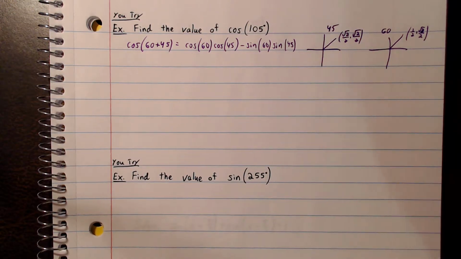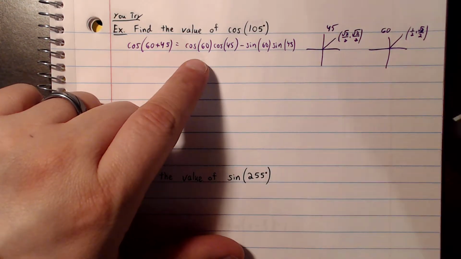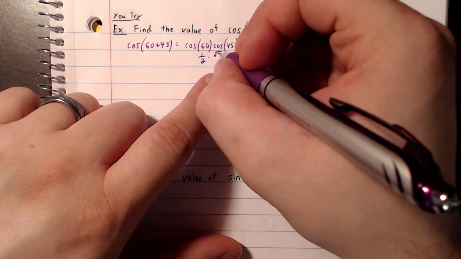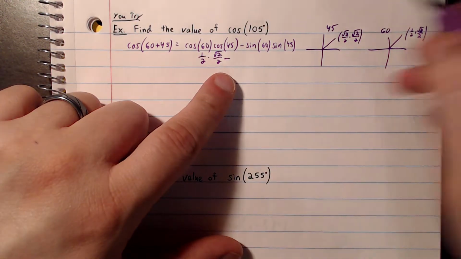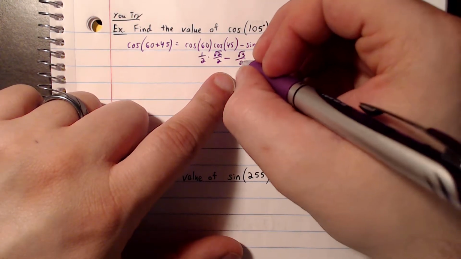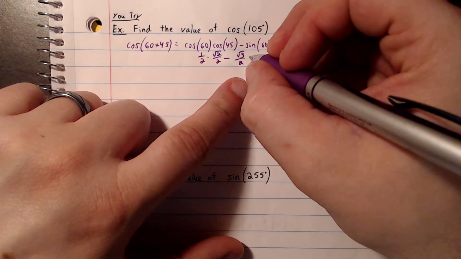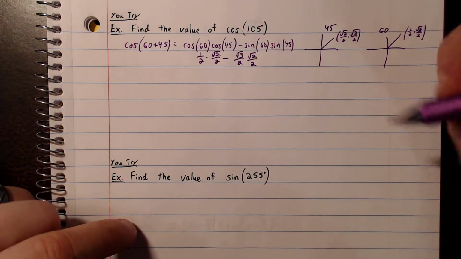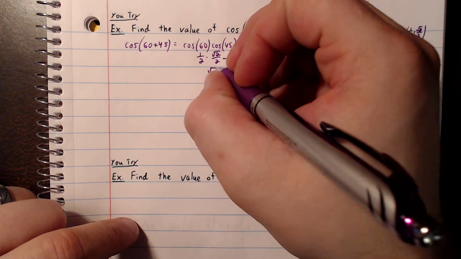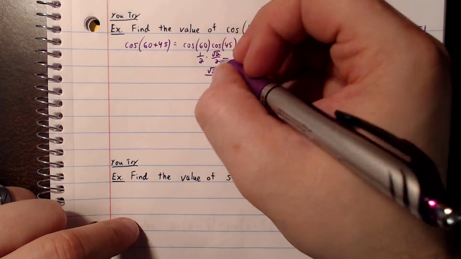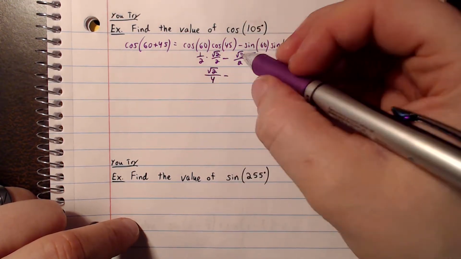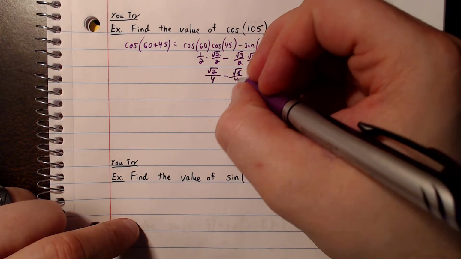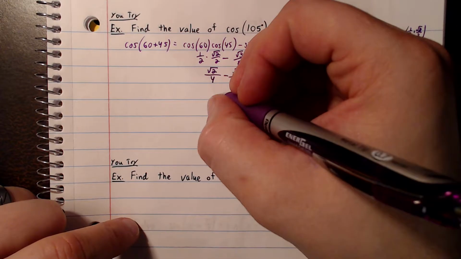So now we can start plugging in values. Cosine of 60, cosine is x, so we get 1/2. Cosine of 45 is root 2 over 2. Sine of 60 is root 3 over 2. Sine of 45 is root 2 over 2. And now we just have to multiply, right? 1 times root 2, and these 2's become 4. Root 6 times root 3 times root 2 is root 6, all over 4, and now we can combine.